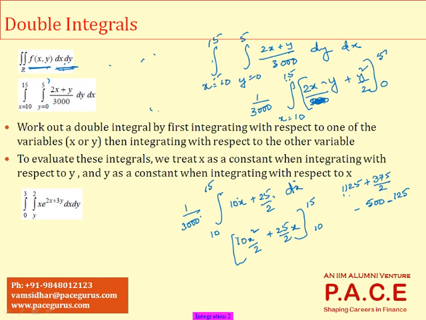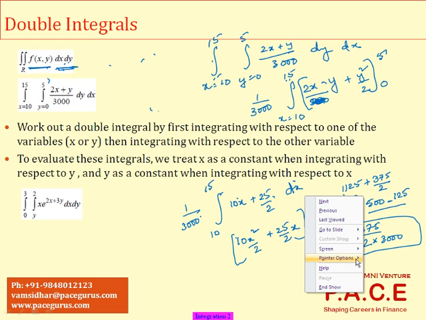So this is coming out to 1125 minus 625, which is 500. 500 plus 375 by 2. So 1375 by 2 and into 1 by 3000. So this is what is the value of the definite integral, the double integration, because first we have done the integration with respect to y, then we have done the integration with respect to x. It really doesn't matter which one you are doing first. It just needs to be a logical workout.